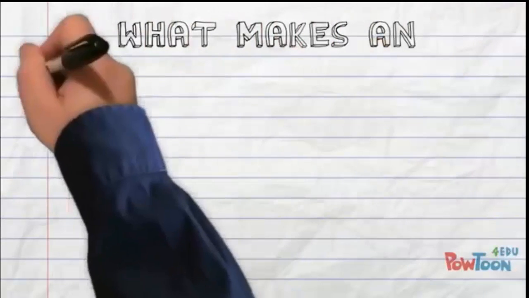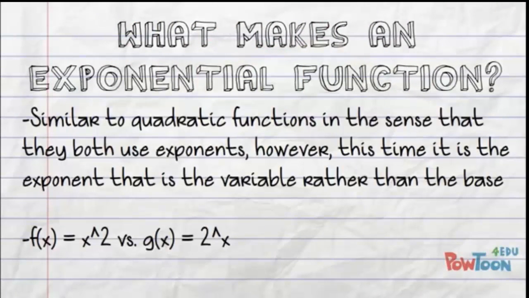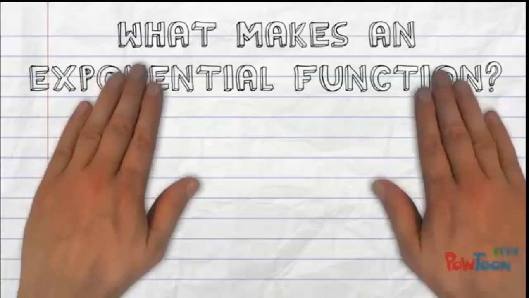So what makes an exponential function? Well, they're similar to quadratic functions in the sense that they both use exponents. However, this time it's the exponent that has a variable rather than the base. So for example, the quadratic function we're used to is f(x) = x squared, but now it would be g(x) = 2 to the power of x.